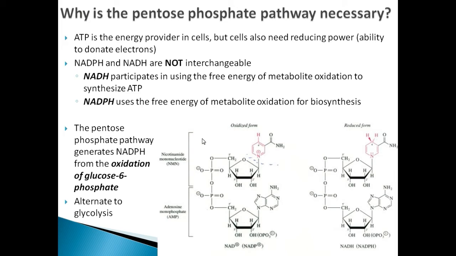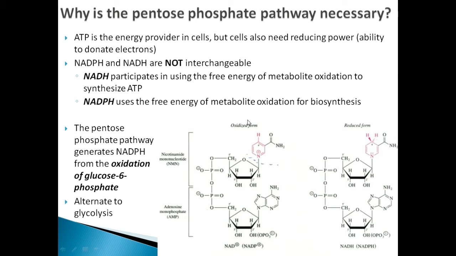So the pentose phosphate pathway generates NADPH from the oxidation of glucose 6-phosphate. It is, in other words, an alternate to glycolysis. So the first reaction that actually takes place, of course, is glucose comes into the cell, it gets phosphorylated by hexokinase, and it produces glucose 6-phosphate, and from here it can either carry on into the pathway of glycolysis that we've discussed at length, or it can be shunted towards the pentose phosphate pathway depending on the regulation of the cell.